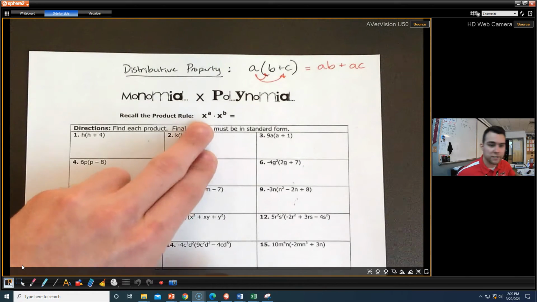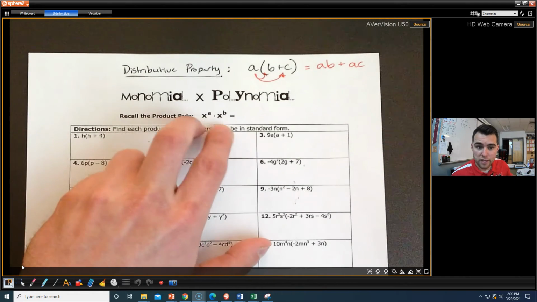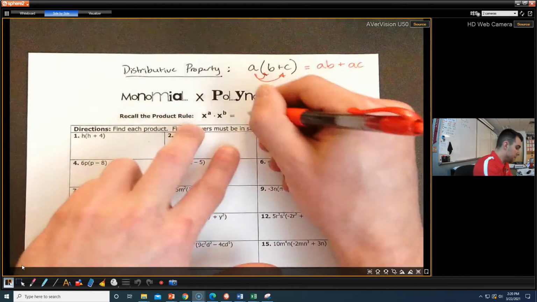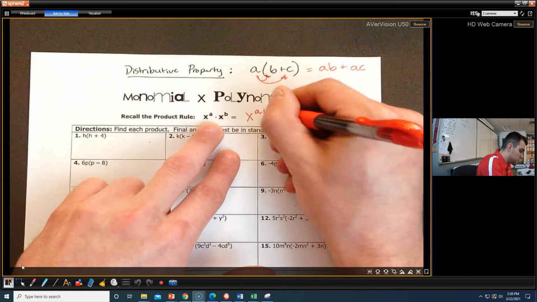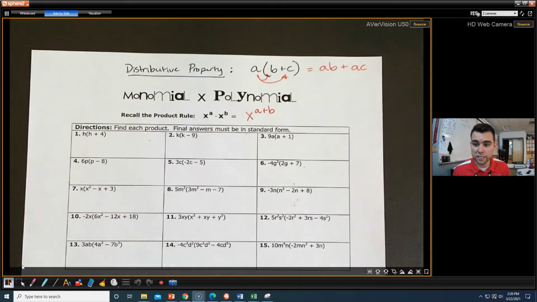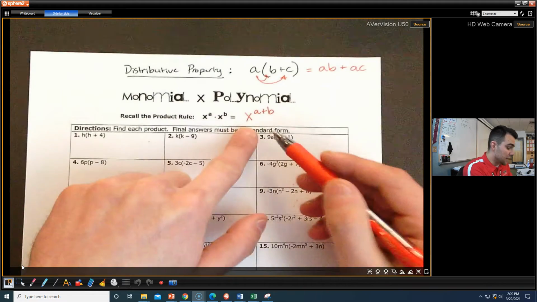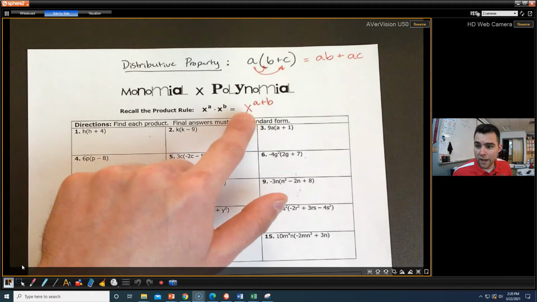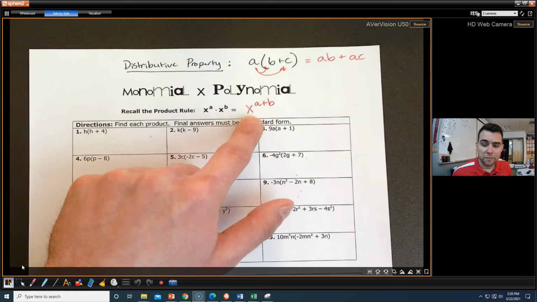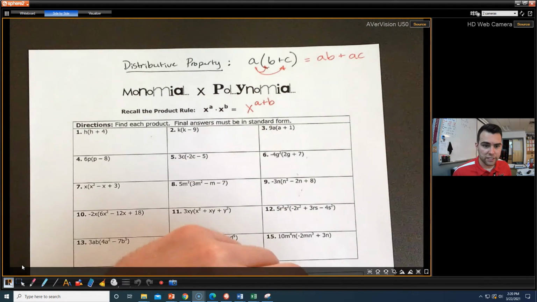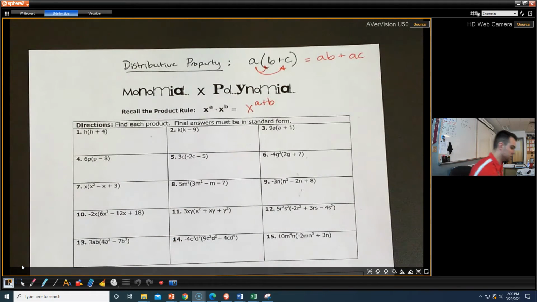If I have x to the a power times x to the b power, well, to combine that base, I get x to the a plus b power. I just add those exponents for the like bases, okay? So combine it with the c's if you see multiple c's, combine it with the d's, combine it with the x's, whatever your base ends up being. So let's put both of these rules to the test in monomial times a polynomial.